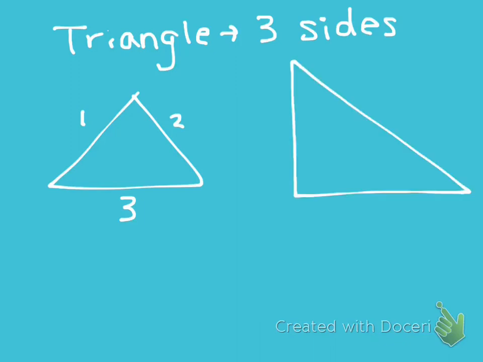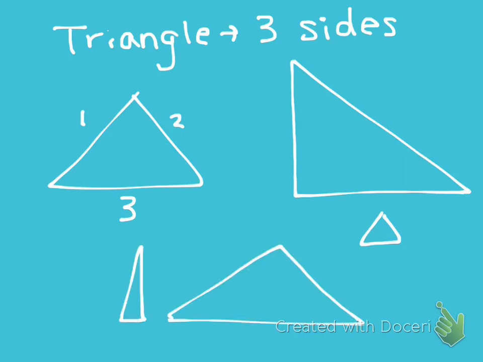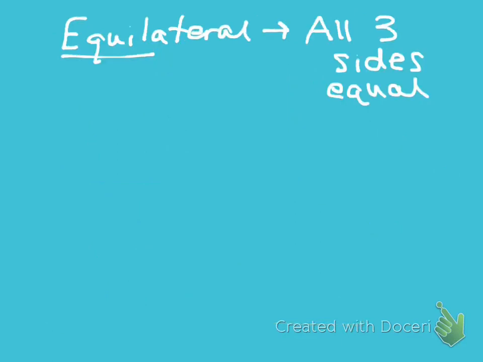Triangles can be big or little. They can be skinny or fat. As long as they have three sides, it is a triangle. This shape has four sides, so it is not a triangle. There are different kinds of triangles.